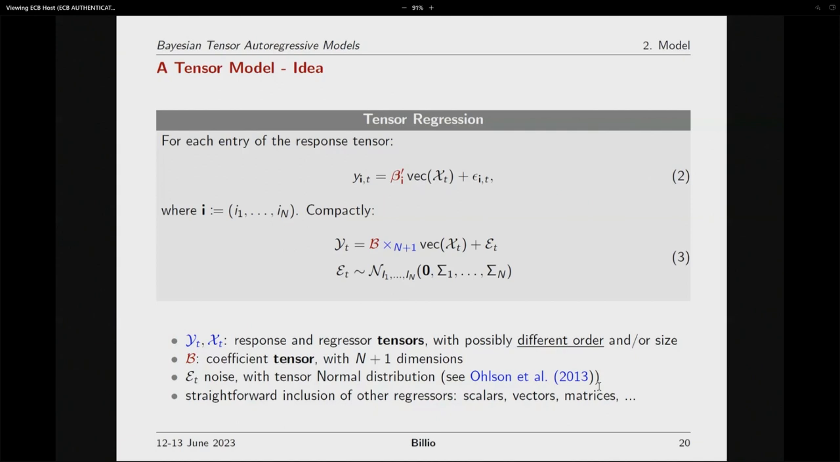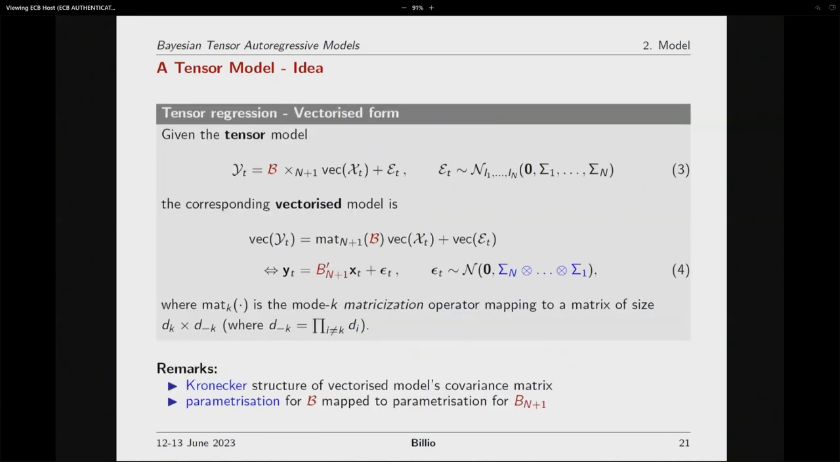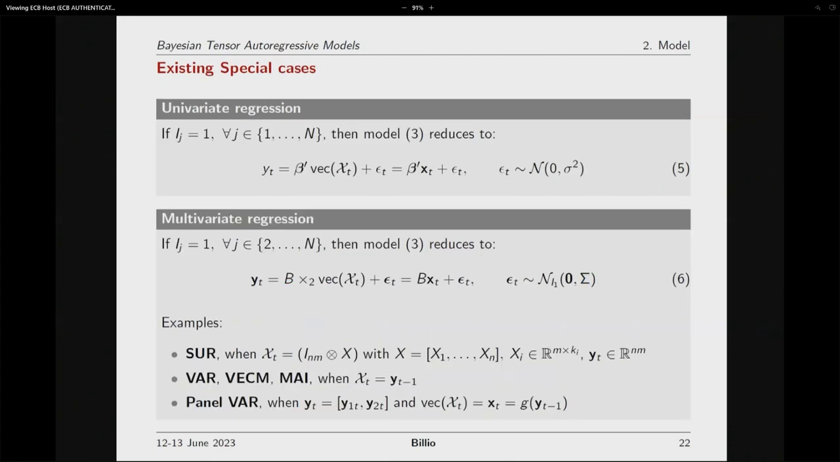Okay, and then you add the error term. The error term, the calligraphic epsilon noise, is a tensor that we introduce, with a tensor normal distribution, okay? And then here it is possible to manage calligraphic Y and calligraphic X as tensors of different order, okay? But it's also possible to include other regressors in the analysis. Here, then, it is possible to see the vectorized form, as we said, but from a practical point of view this is of less interest, even if for analyzing the properties of the resulting model it is useful to be able to work with this vectorized form.